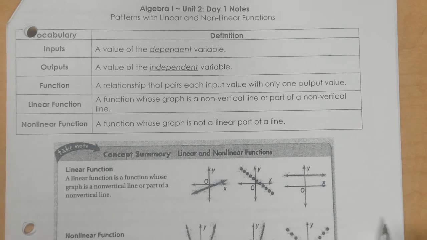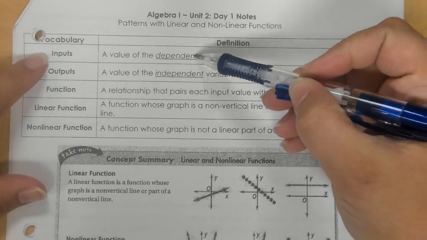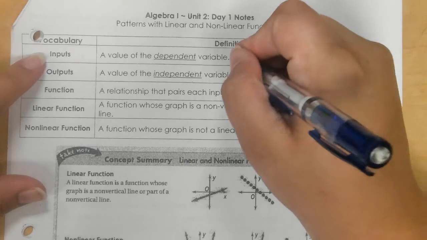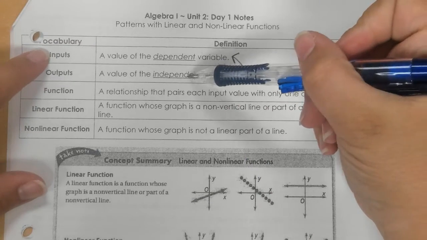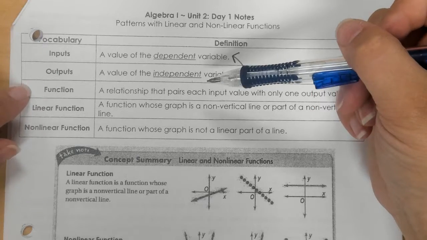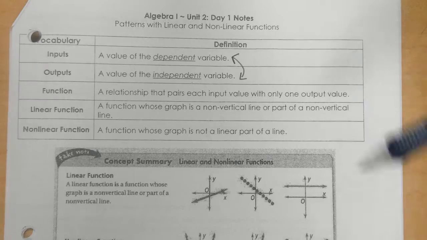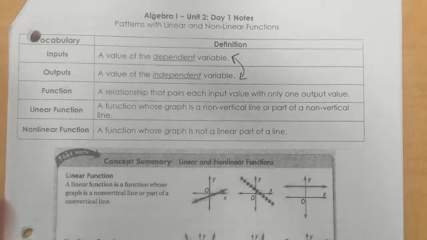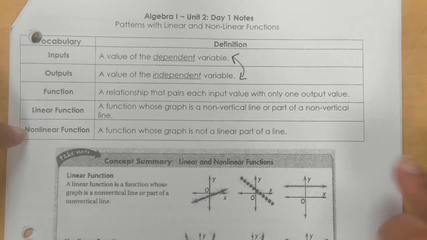So for Unit 2, Day 1 notes, I'm going to have you guys flip these words. So we need to flip these definitions. The input is your independent variable and your output is your dependent variable. For the rest of this unit, we're talking about functions. And in today's lesson, you're talking about if I give you a function, is that function linear or nonlinear?